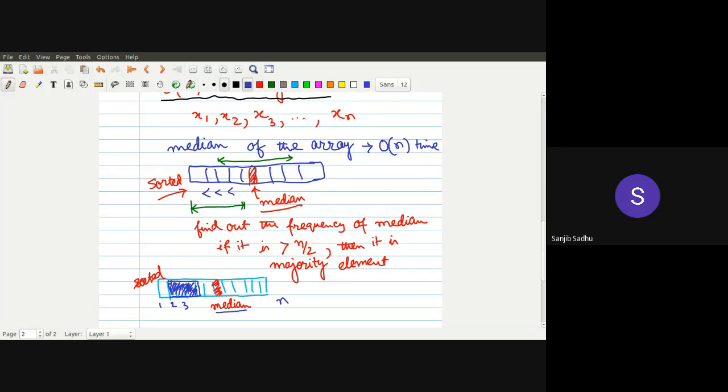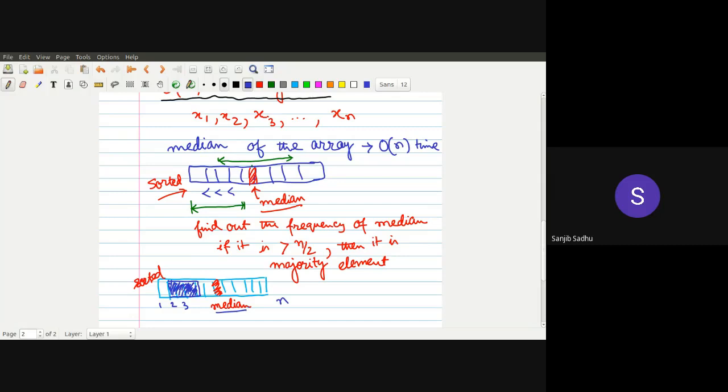But please remember, if I find the median, I am not sure whether it is the majority element or not, because there may not be any majority element. That's why I also have to count the frequency of the median in the array. Then I will say it is the majority element if its frequency is greater than n by 2, otherwise it is not.